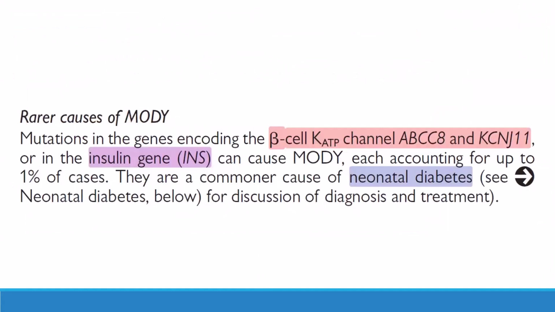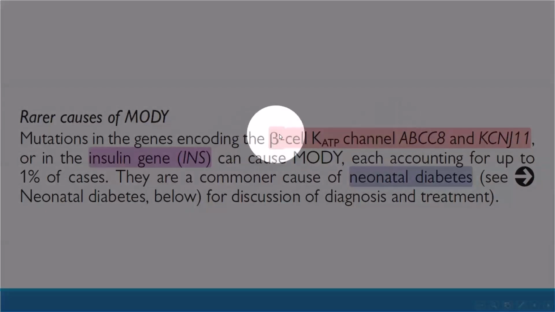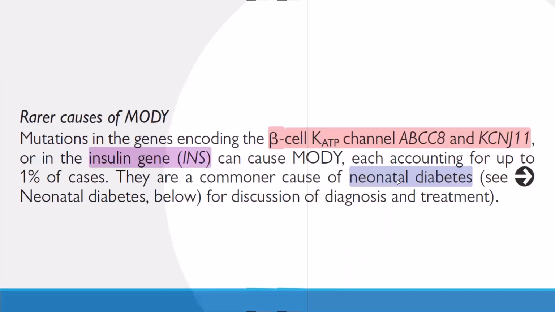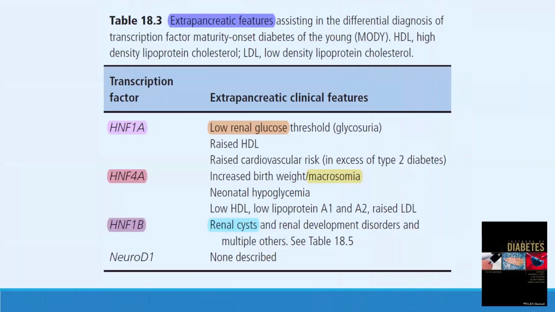Another rare form, but it may be presented as a question in the final exam, is neonatal diabetes mellitus. Beta cell KATP channel, ABCC8 and KCNJ11. This is a type of MODY which presents with neonatal diabetes mellitus. So don't forget this gene mutation, ABCC8 and KCNJ11. This is neonatal diabetes mellitus. So don't forget this. This slide is very, very important.